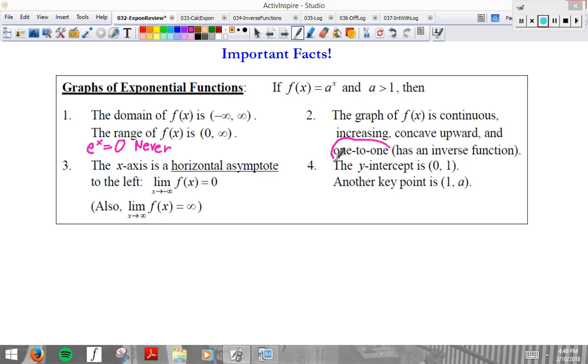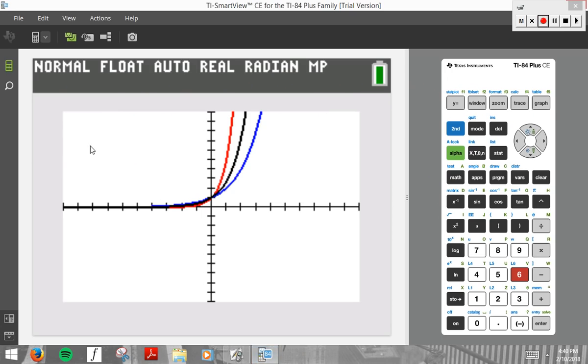1 to 1, this will come up in lesson 7.3. Horizontal line test. Which means that if I drew a horizontal line at any y value, it only hits each of those at most once.